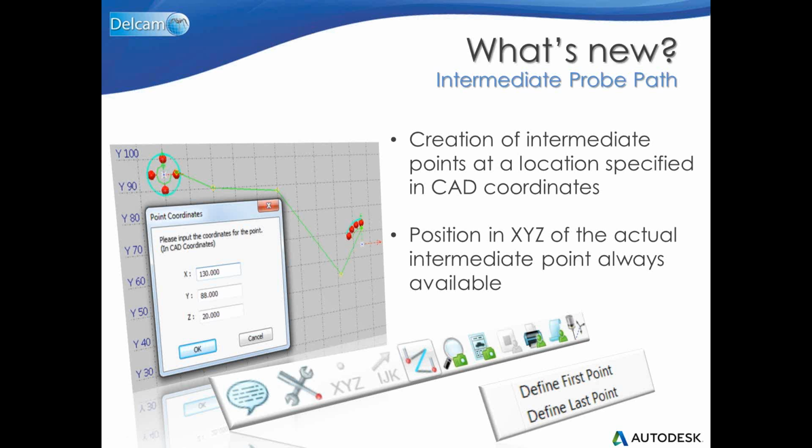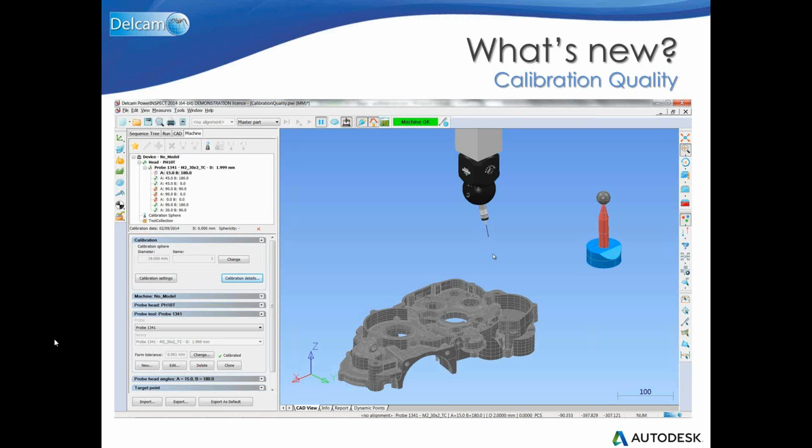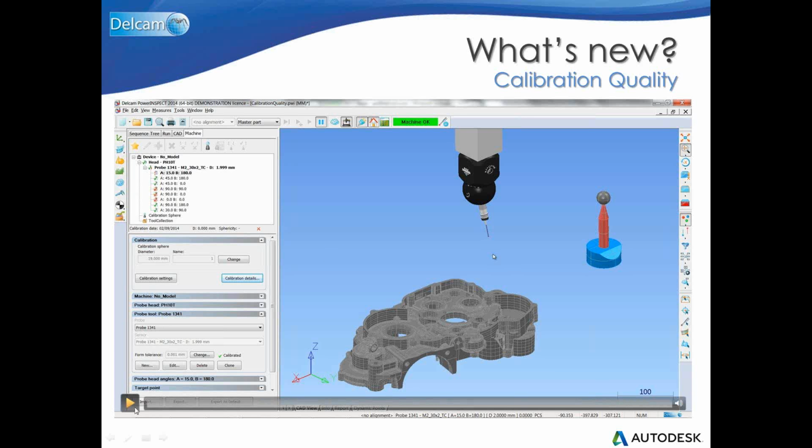Calibration quality. The calibration procedure has been improved, so it has become more informative. How can we find out whether our calibration procedure has succeeded or maybe is poor? How can we get information about the calibration? Before, we could just guess, but now with PowerINSPECT 2014, and with this video I'll show you how, we have all the information we need.